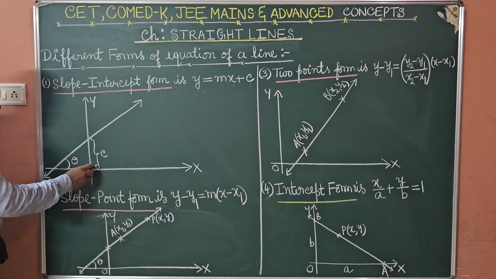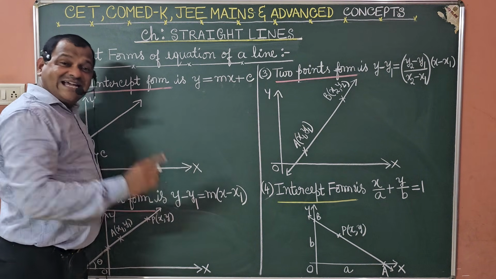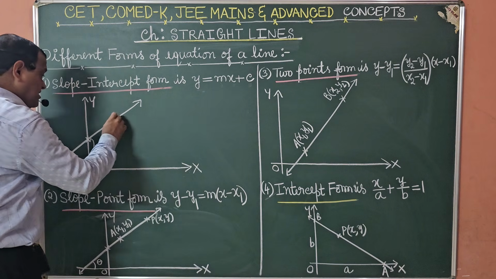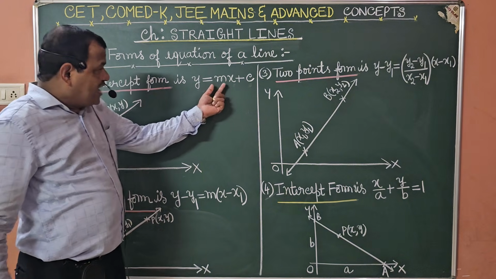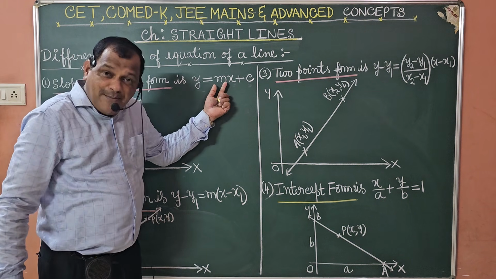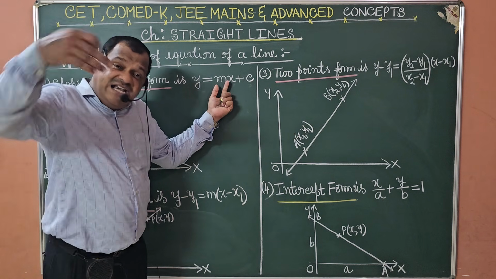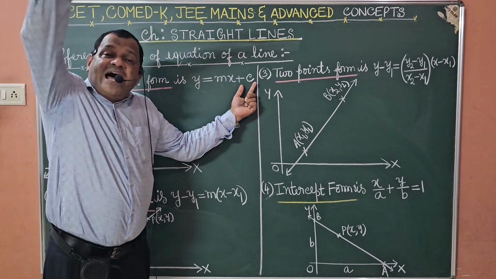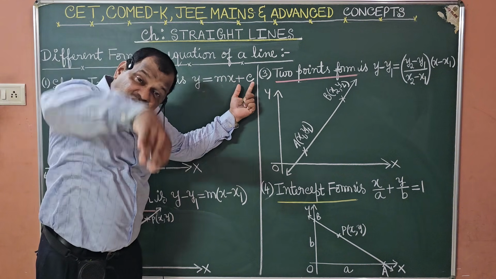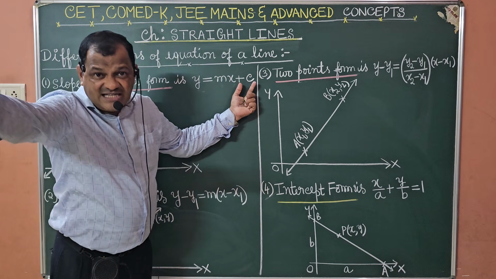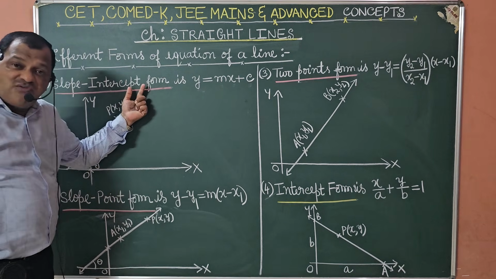Y-intercept means the distance from the origin to this point. And what about this x comma y? xy is the moving point on the line. So this is one formula. According to the formula, the unknowns we have are m and c, which we are supposed to find. To find m and c, they have given some conditions in the question. Hence we have to find the equation of the line. Then such an equation of a line is called slope-intercept form.